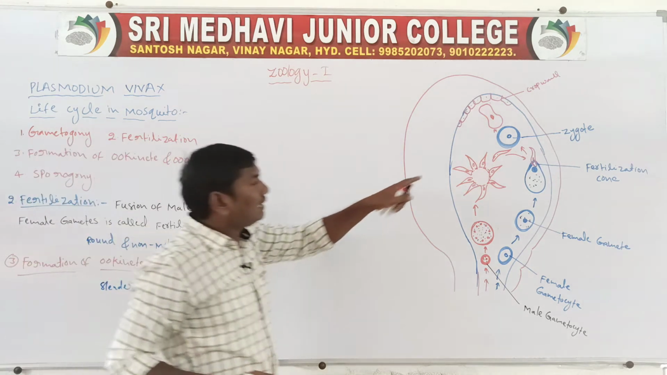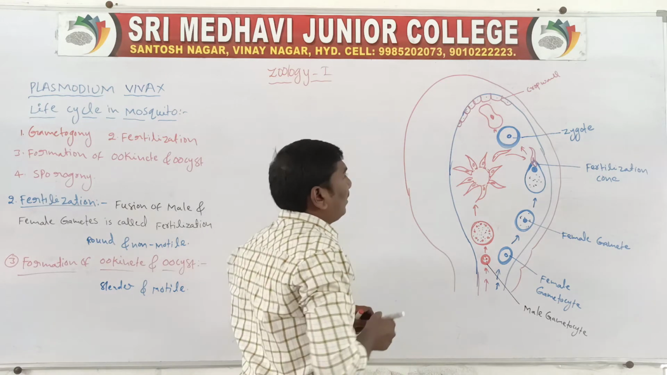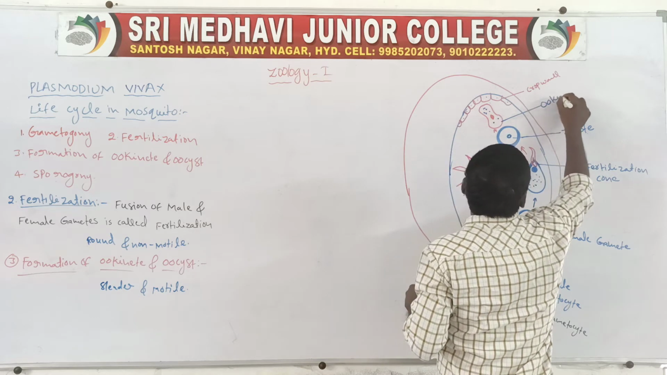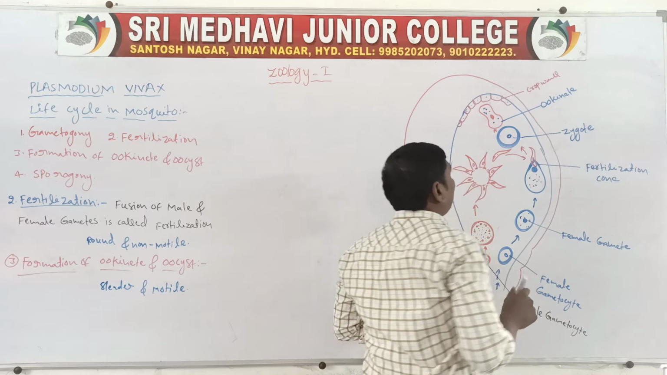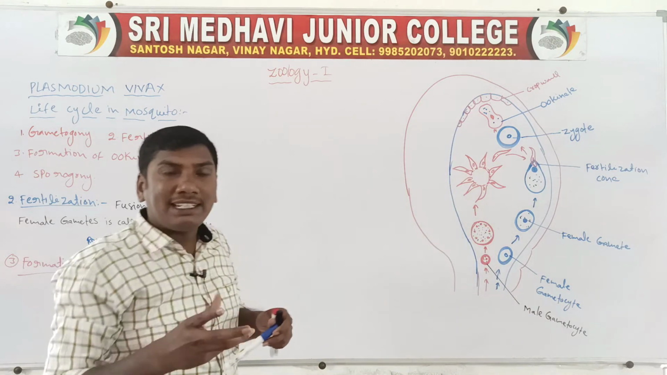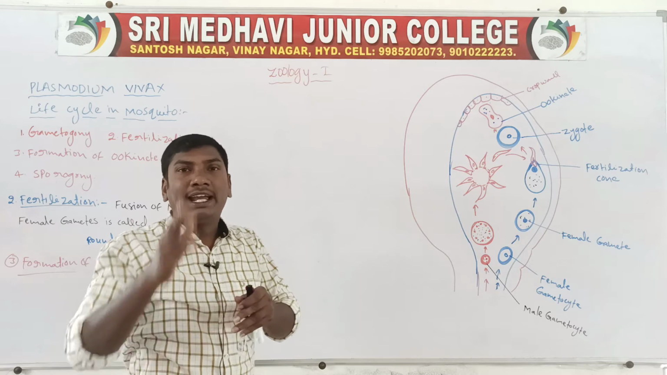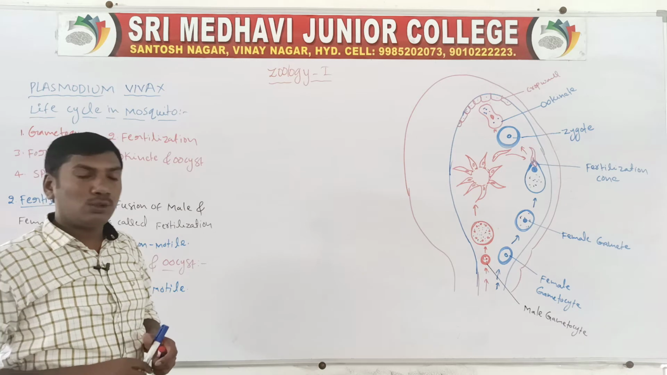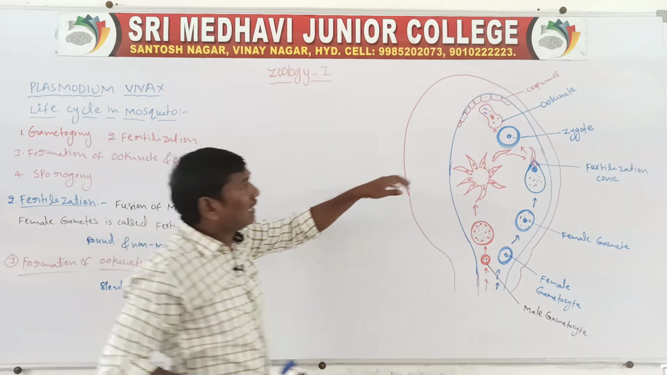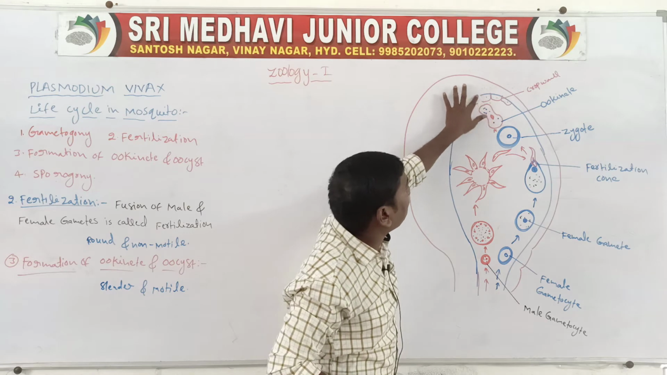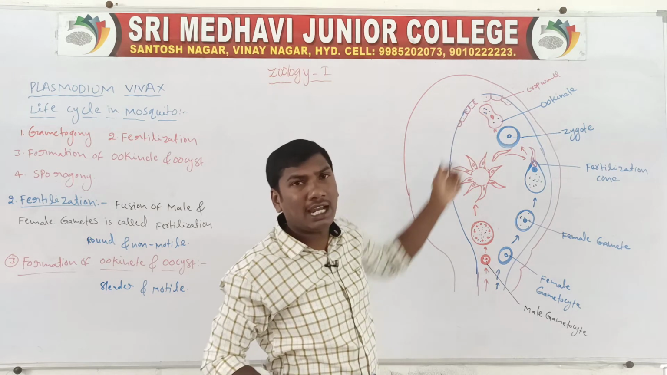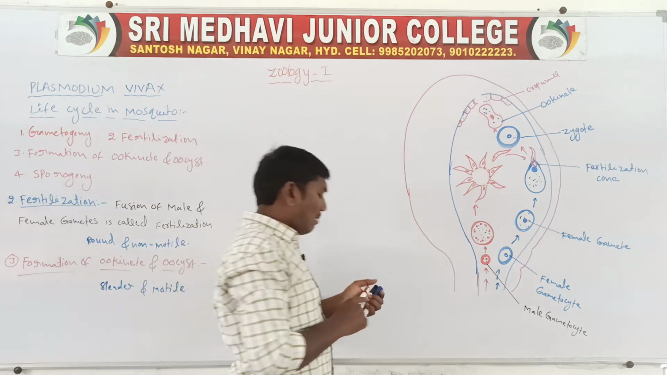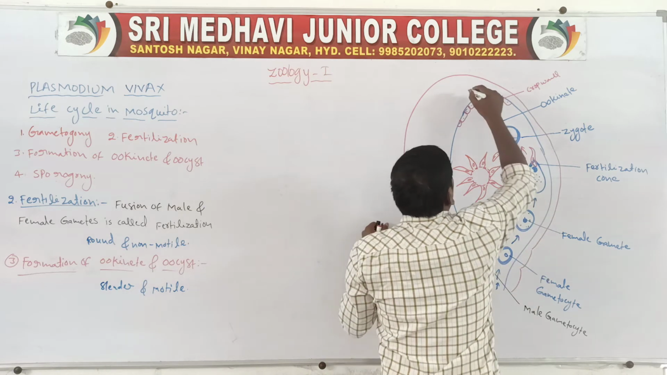This stage is called ookinete. The zygote remains active for some time, actively moving with a slender shape, so this is called the ookinete stage. This ookinete stage penetrates the gut wall and comes outside the gut wall. Then they are transformed into a round shape.